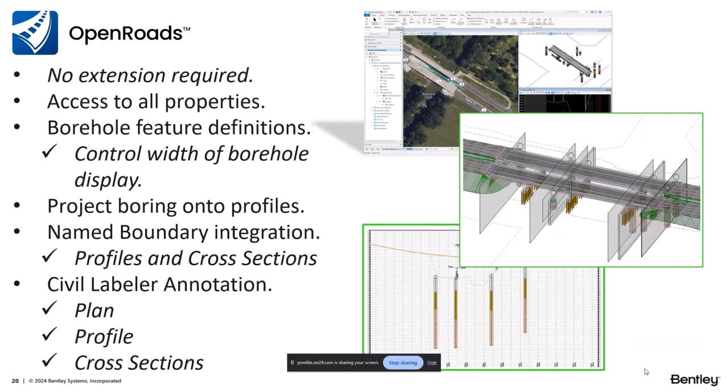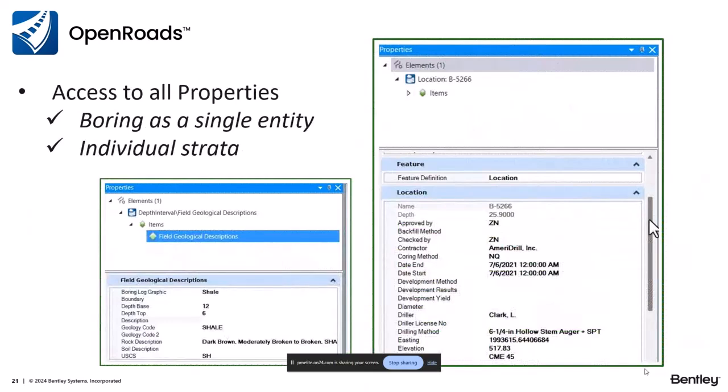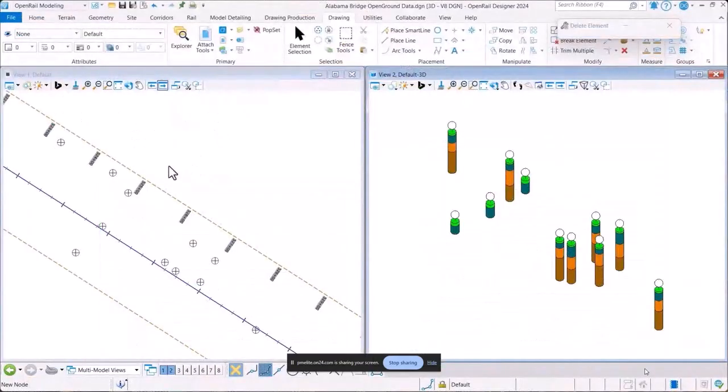So let's start out with this. The first thing I get is access to all the properties, and that includes all the properties of the boring as a single entity. For example, who the driller was, the date they drilled, what their method was, different things like that, right? But I also get access to the individual strata information. All right, go ahead, Marie, and we'll go to the video that shows this.